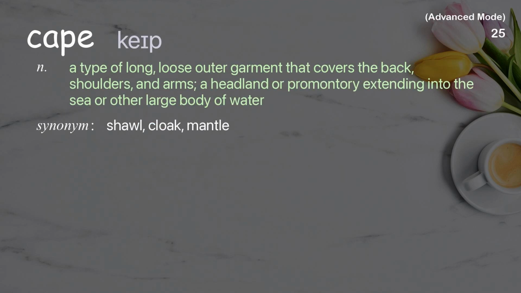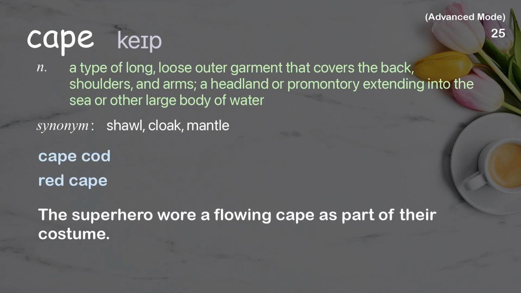Cape. A type of long, loose outer garment that covers the back, shoulders, and arms, a headland or promontory extending into the sea or other large body of water. Examples: Cape Cod. Red cape. The superhero wore a flowing cape as part of their costume.